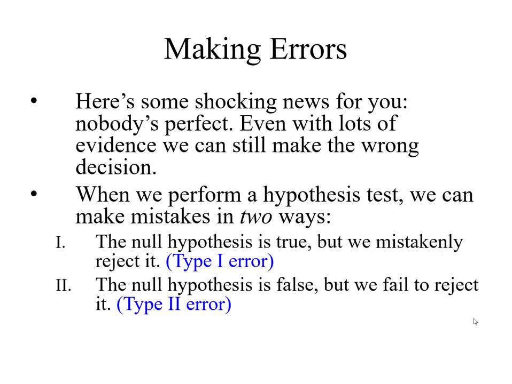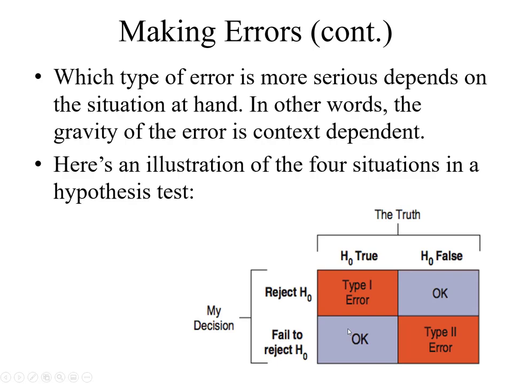I don't want to go into detail because in my previous lectures I have already discussed type 1 error and type 2 error. While doing hypothesis testing or sampling testing, we can make these two types of errors. Now, which type of error is more serious? Both types of errors are serious, but which one is the most serious depends on the situation at hand. It depends on the experiment you want to conduct. In other words, the gravity of the error is context dependent. It depends on the environment and on the analysis.